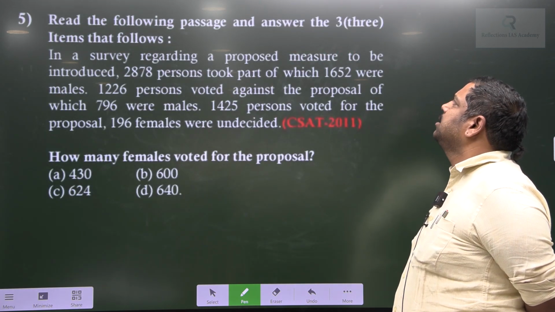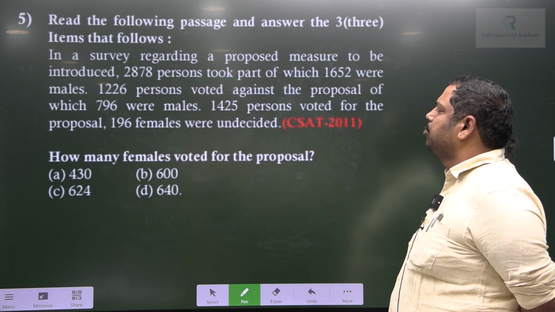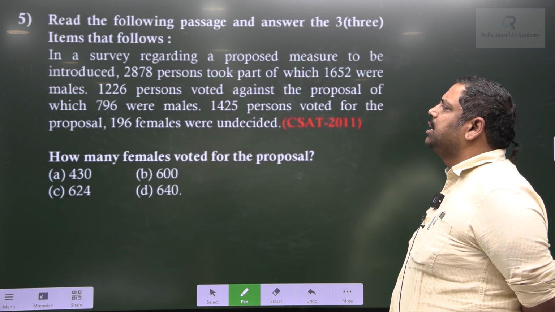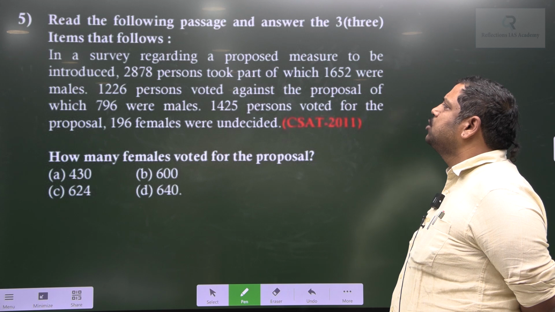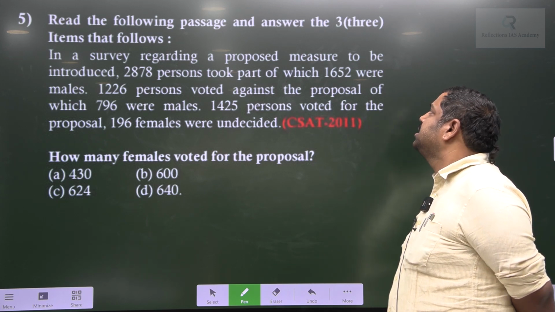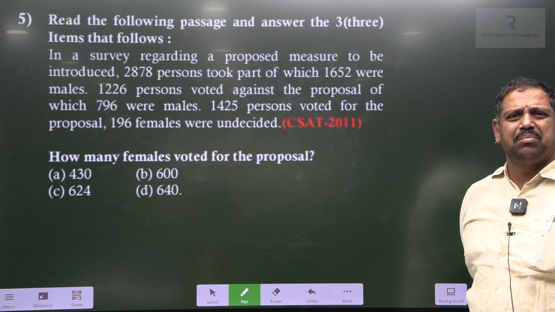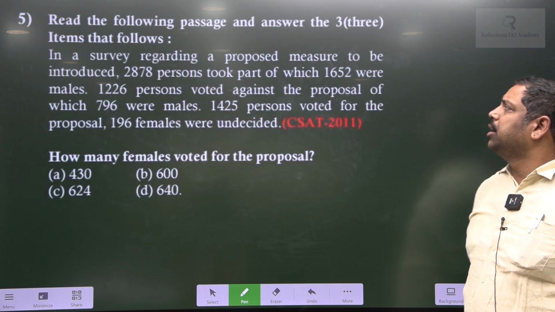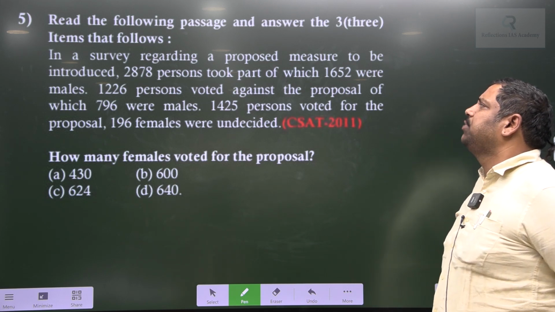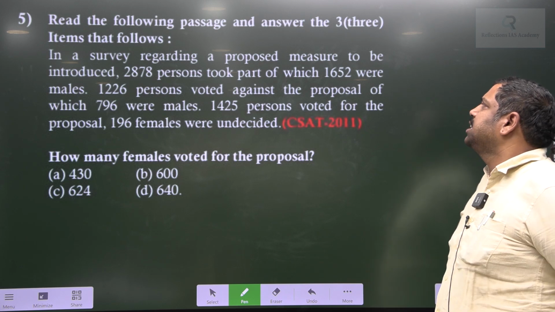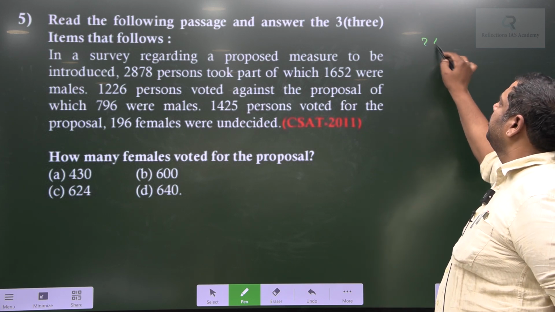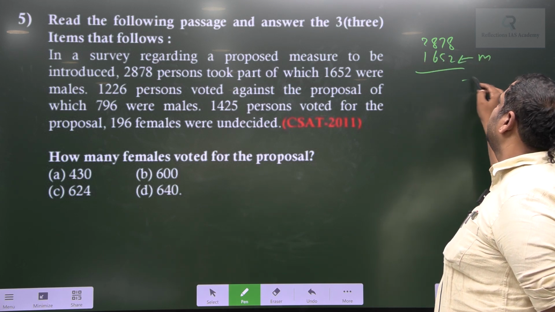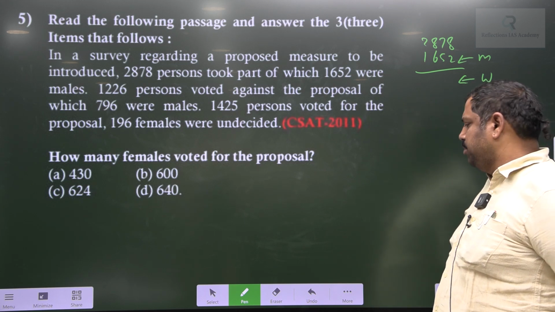Read the following passage and answer the 3 items that follow. In a survey regarding a proposed measure to be introduced, 2878 persons took part, of which 1652 were males. Out of 2878, 1652 are males. That means indirectly, if I subtract, I will get the number of females or women.